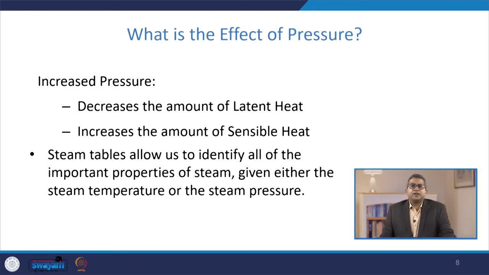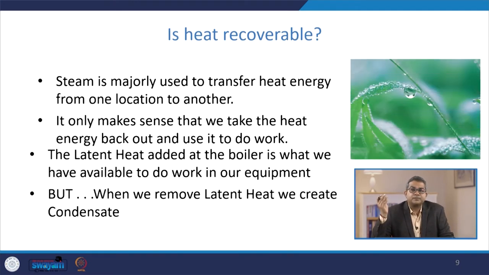Now, there may be certain questions about the effect of various parameters on any process of steam generation. So, let us take the effect of pressure. If pressure is increased, there is a decrease in the amount of latent heat and an increase in the amount of sensible heat. The steam tables allow us to identify all the important properties of steam given either the steam temperature or steam pressure, and we have ready-made mathematical correlations through which we can analyze, predict, or calculate the other properties of steam.